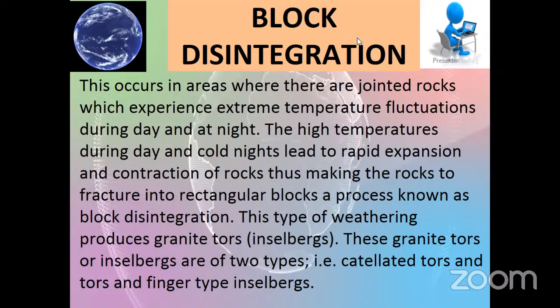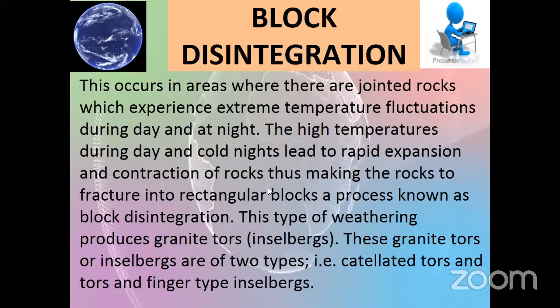This occurs in areas where there are jointed rocks which experience extreme temperature fluctuations during day and at night. The high temperatures during day and cold nights lead to rapid expansion and contraction of rocks, thus making the rocks fracture into rectangular blocks, a process known as block disintegration. This type of weathering produces granite tors or inselbergs. These granite tors or inselbergs are of two types, i.e. castellated tors and finger type inselbergs.